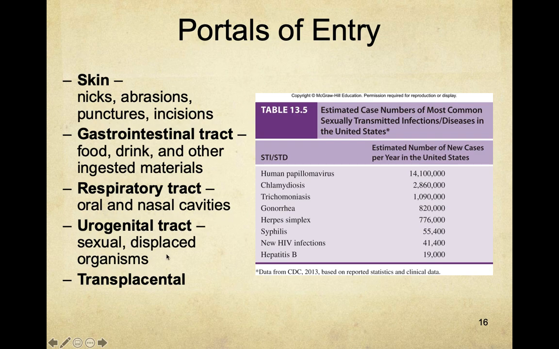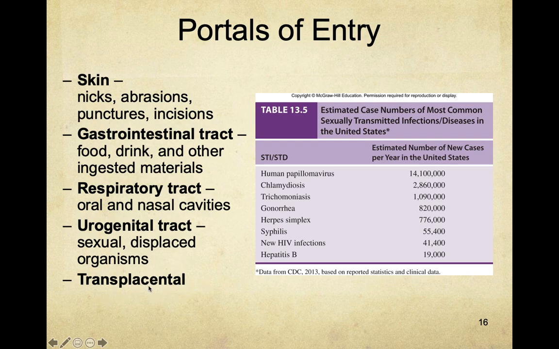Sexual, displaced organisms from the urogenital tract. Sexual, you guys understand how that works. You put them there. And then displaced organisms would be the concept of like a urinary tract infection from improper wiping. And you end up putting fecal bacteria inside of the urethra and things like that, where you end up with a problem. And then transplacental.